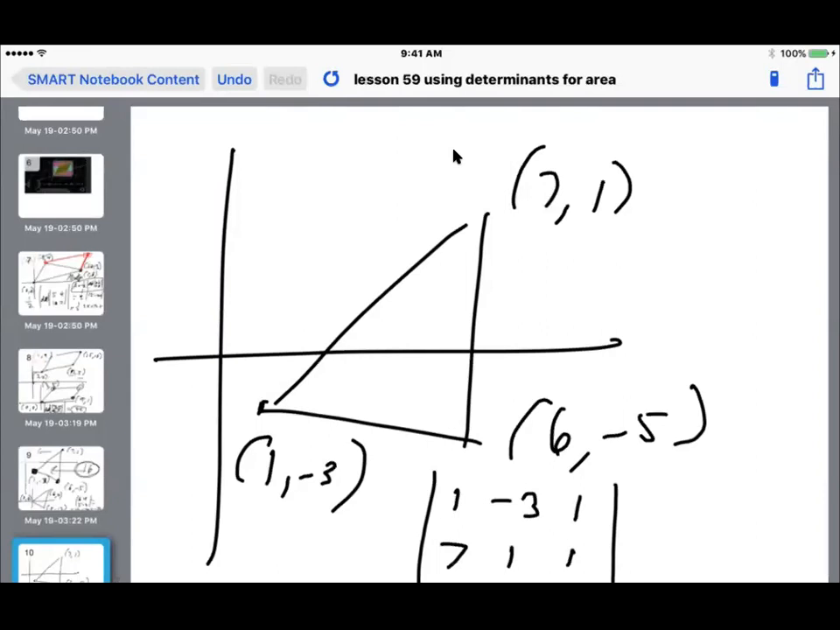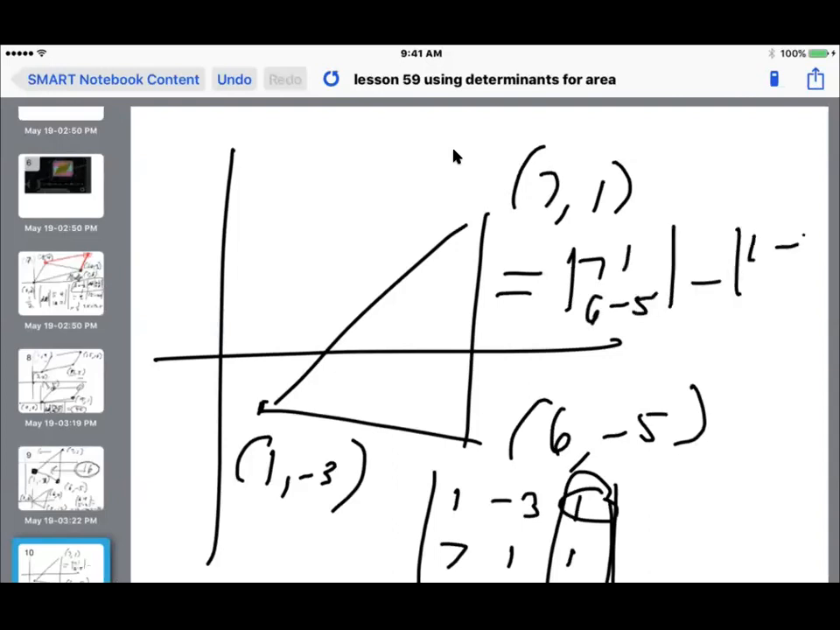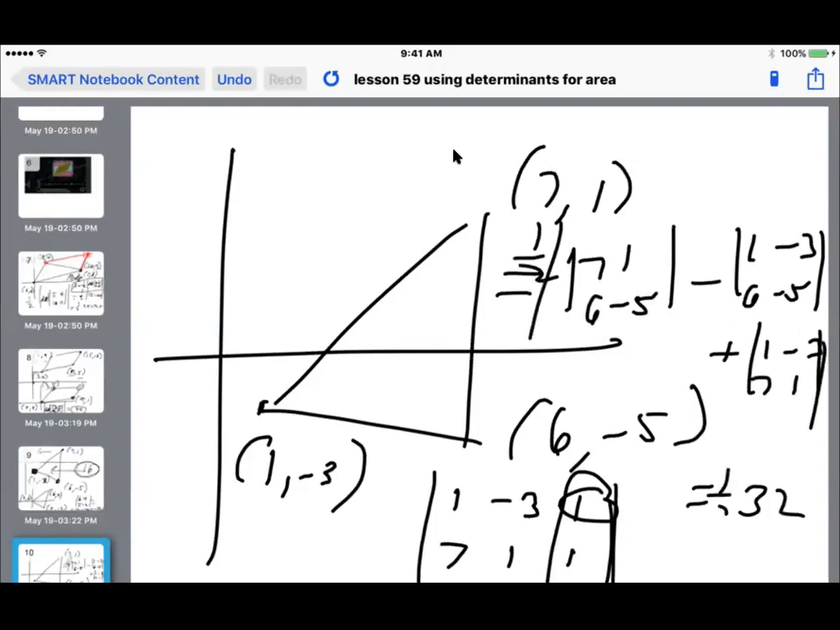But yes, if you expand this along the third column, sorry, you would get 1 times the determinant of 7, 1, 6, -5, minus 1 times 3, 6, -5, plus 1 times 3, 7, 1. Not that you would want to do it this way. It's really easy to translate and get the answer, but this would also get us the 32, which we would then take half of to get the 16.